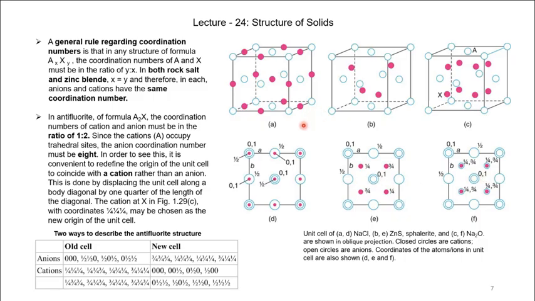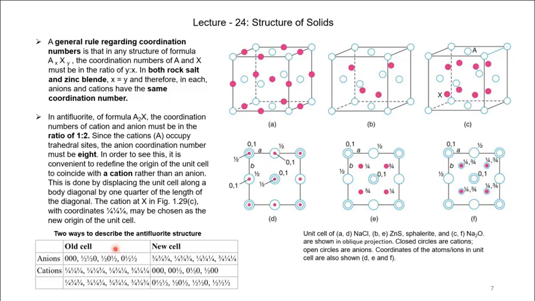You see, we show the closed circles. Closed circles are cations. That is a closed circle. That's a closed circle. And open circles are anions. And from there, we can find out the coordinates according to the coordinates of the atoms or ions in the unit cell. And that is what is shown here, the coordinates.